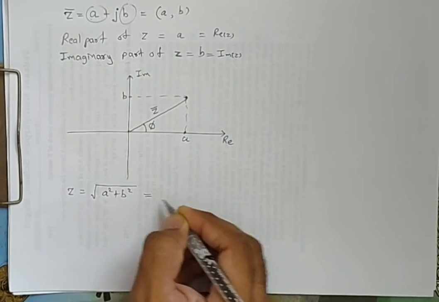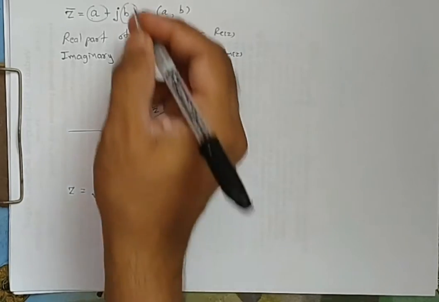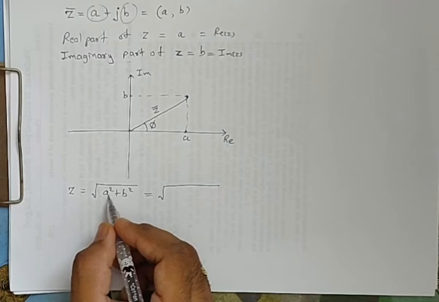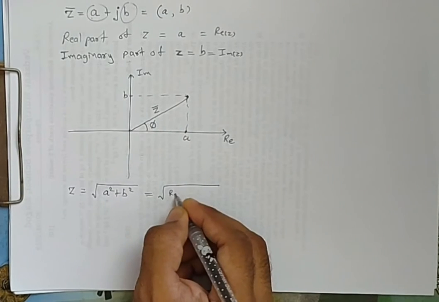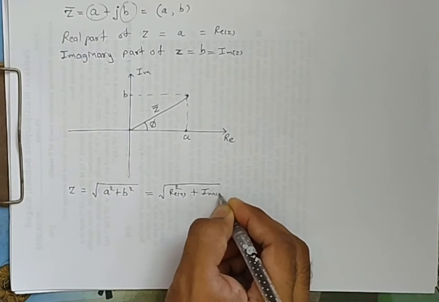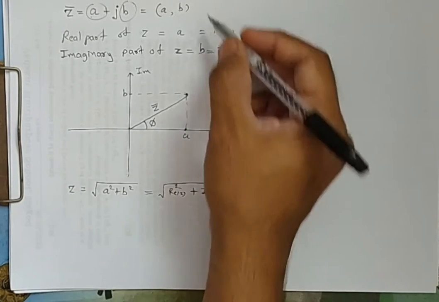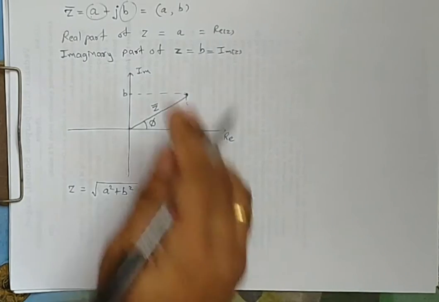Now you may also write this z in terms of real part and imaginary part. This a represents the real part of z and the b represents the imaginary part of z. You can also represent z directly from this real part and imaginary part.